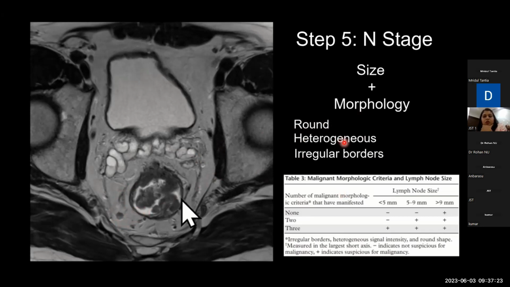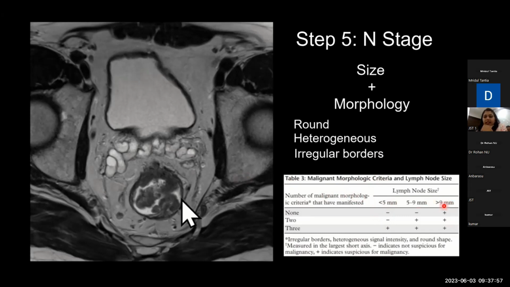As soon as two of these criteria happen in a lymph node of size like 5 to 9 mm, it comes as suspicious metastatic. So it's not always that nodes greater than 9 mm are metastatic. Less than 5 mm nodes are also metastatic if they have these three characteristics. So these three morphologies have to be clearly looked out for, and even if it's a very small node, the chances of malignant changes increase quite significantly.